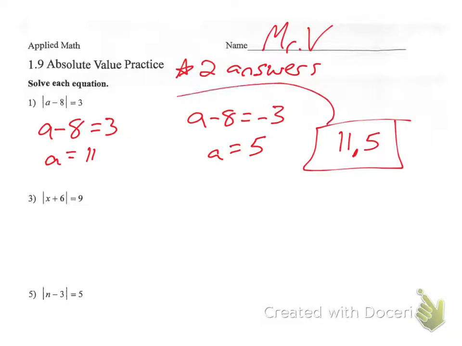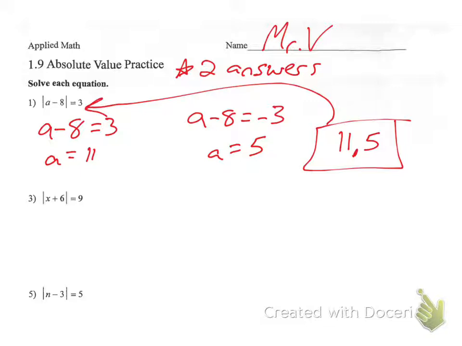Because if I plug this in here, the absolute value is always going to be 3, right? So 11 minus 8 is 3, which is equal to 3. And then 5 minus 8 is a negative 3. And how many spots away is that from 0? It's 3.